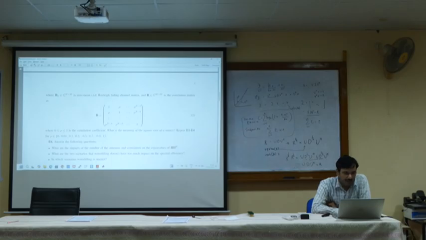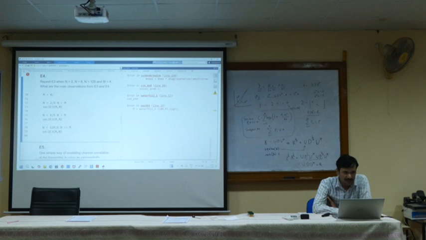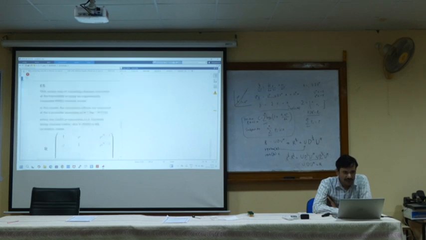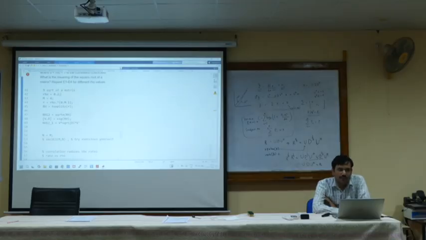So repeat E1 to E4 for different values of correlation. Okay, let's see this. Here I choose the value of rho to be 0.2.